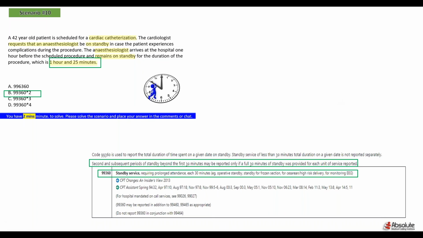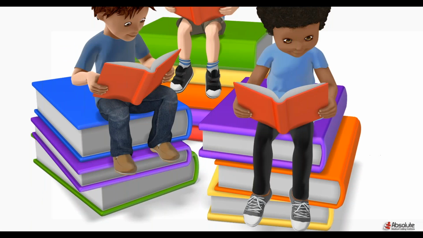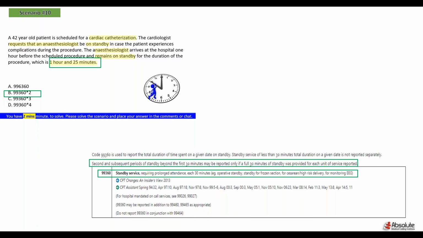So is the explanation good, coders? Is that helpful? Is that helpful? Yes.